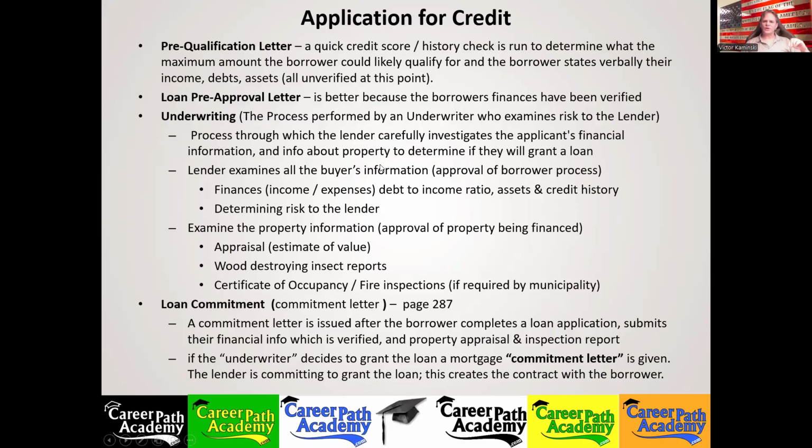Somebody at the lending institution called an underwriter examines all of your financial paperwork and then they determine whether they're going to grant you the loan. And they also evaluate the property, make sure it appraises for the purchase price, there's no wood destroying insects, and that you were able to obtain the certificate of occupancy or fire inspection, or the property owner did anyway. And then they grant that loan commitment letter, okay, committing to giving you the loan. And that's usually given about 30, maybe 45 days from the date of the contract, hopefully, if you got all the information into the lender on time.